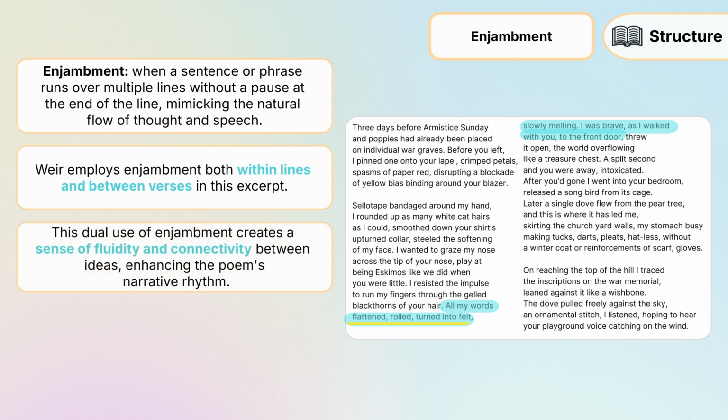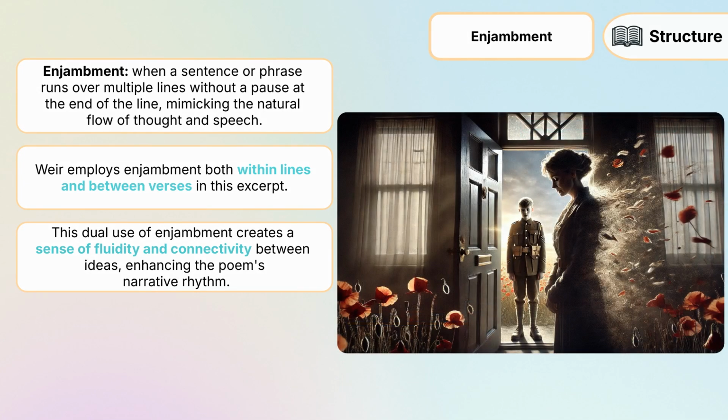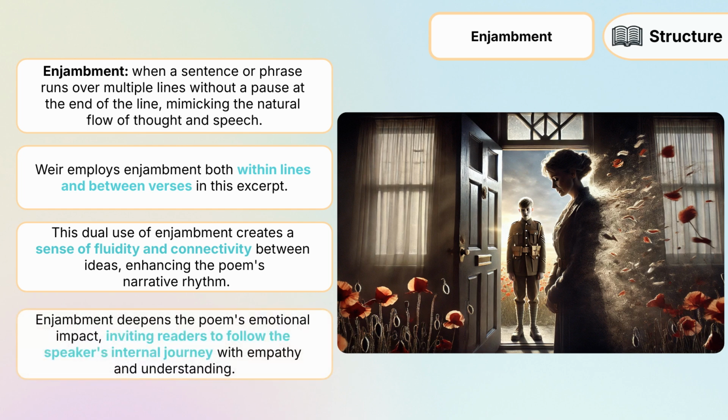This dual use of enjambment creates a sense of fluidity and connectivity between ideas, enhancing the poem's narrative rhythm and the emotional resonance of the speaker's reflections. This technique not only enhances the poem's readability, but also deepens its emotional impact, inviting readers to follow the speaker's internal journey with empathy and understanding.